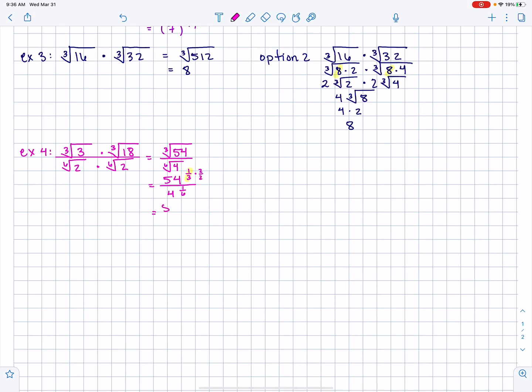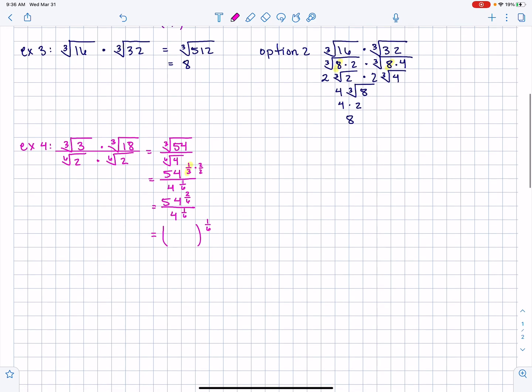So we're going to rewrite this: 54 to the power of 2 over 6, over 4 to the power of 1/6. Now I'm going to pull out the 1/6. What do I have to the power of 1/6? That leaves me with 54 squared, because you still need to keep your numerator on there, since we only pulled out 1/6. So 54 squared over 4.